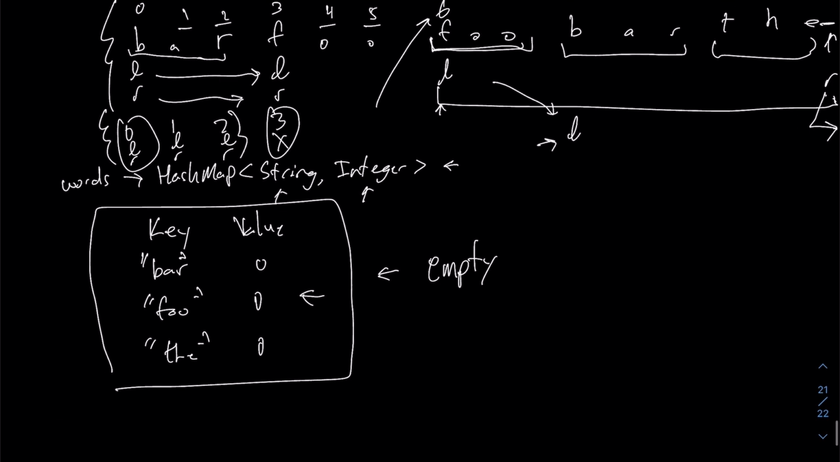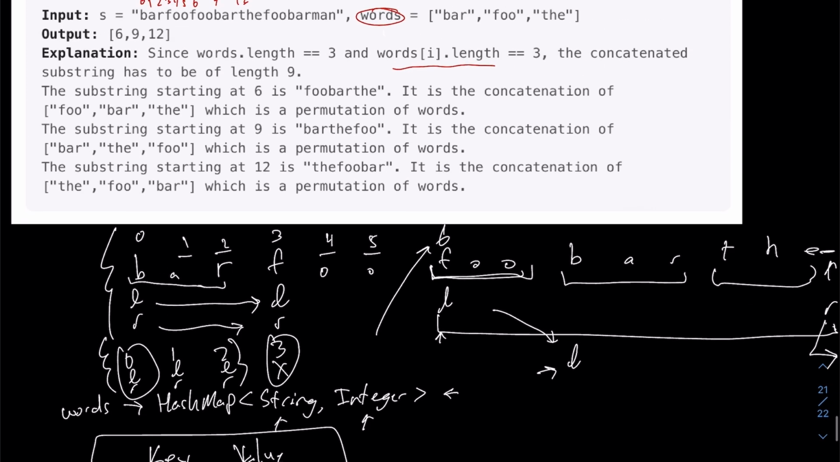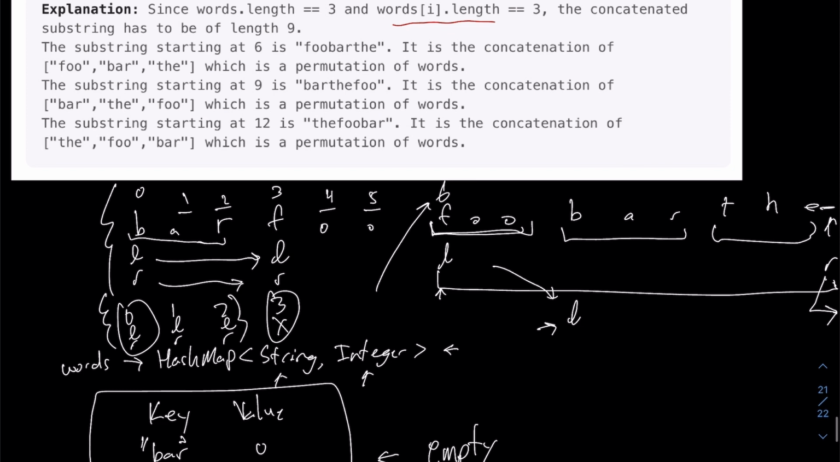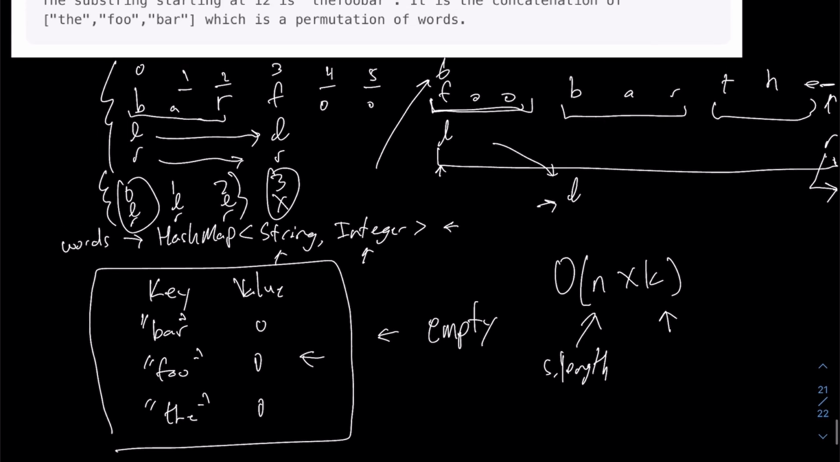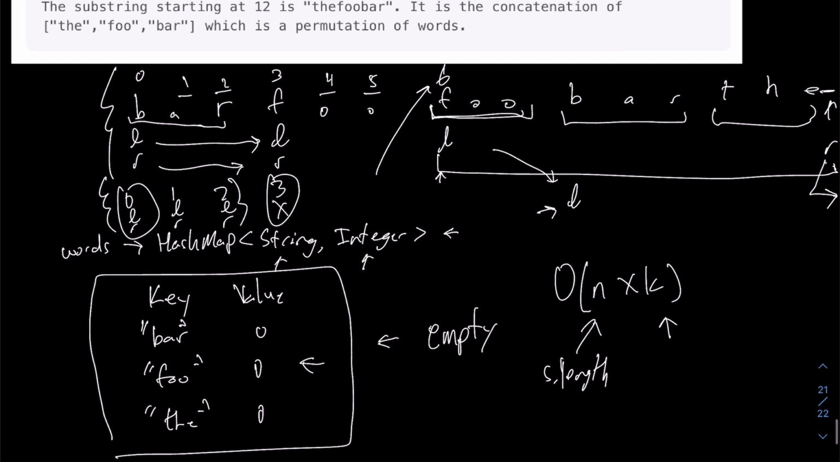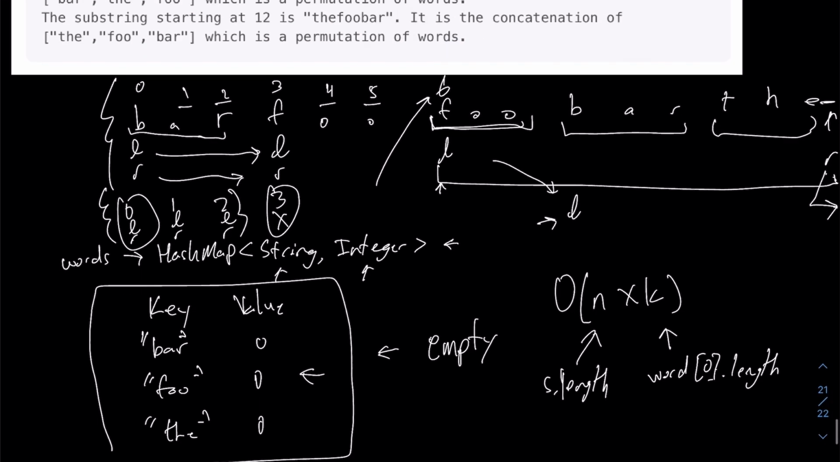So we do our sliding window procedure 3 times, which is equal to the length of each word here. Ultimately our runtime would be O of n times k, where n is s dot length, and k is the length of each word inside of words. This is a much better runtime, especially if words is very long.